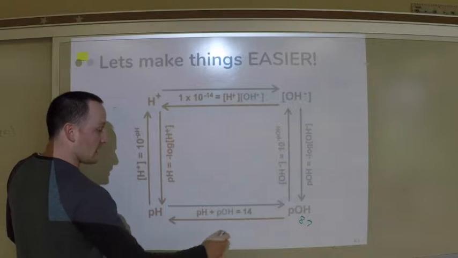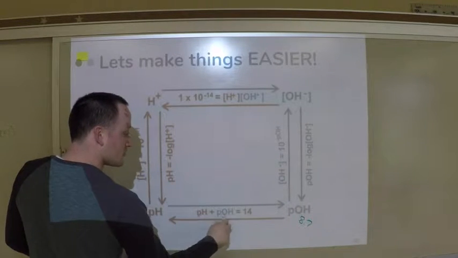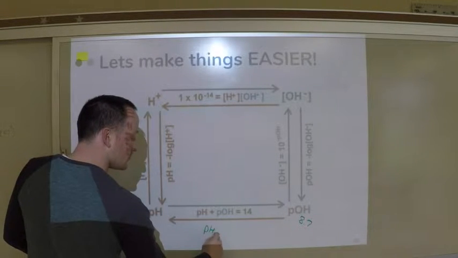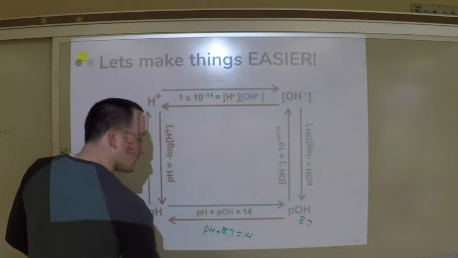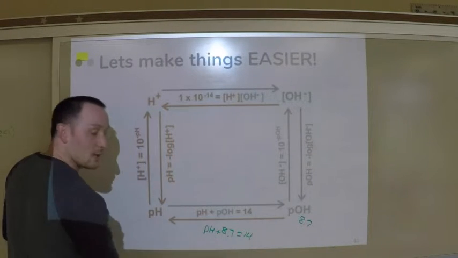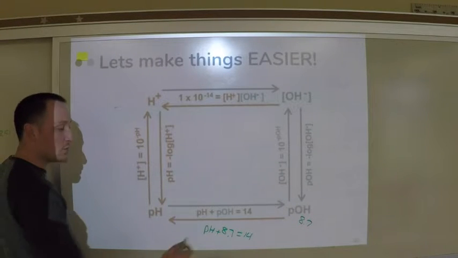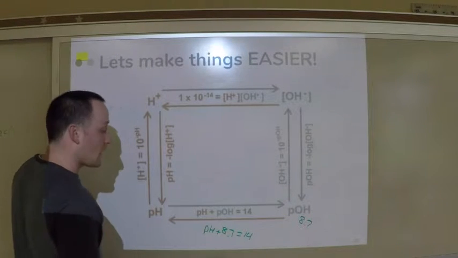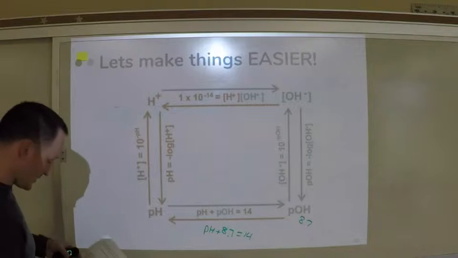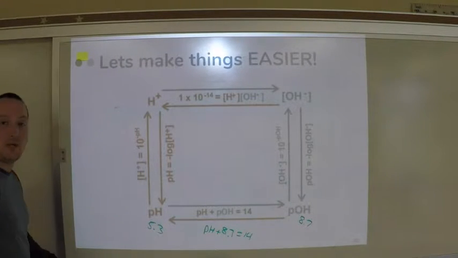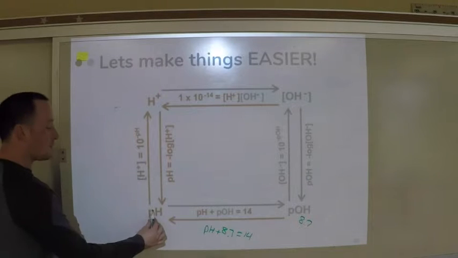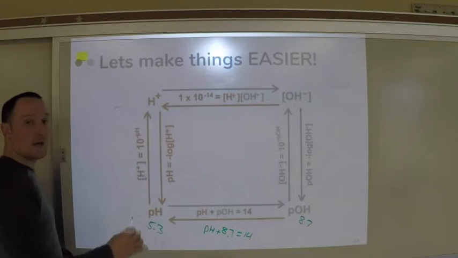So I would plug in 8.7 for my pOH. So I'd have my pH plus 8.7 equals 14. I would subtract 8.7 from both sides, which would be 14 minus 8.7. And 14 minus 8.7 is 5.3. That would be my pH. Then I'm going to convert from my pH to my H plus.